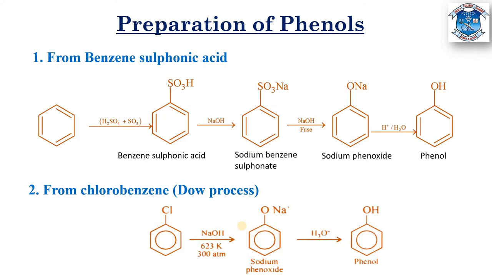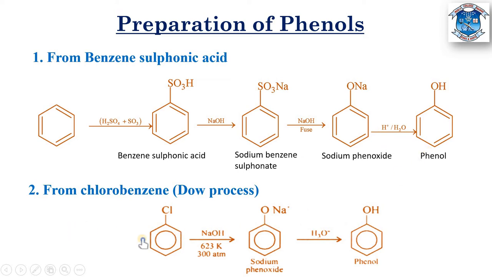Next is the preparation of phenols. There are different methods by which we can prepare phenol. The first one is from benzene or benzene sulfonic acid. Benzene, when sulfonated with fuming sulfuric acid, gives benzene sulfonic acid, C6H5SO3H, which when treated with sodium hydroxide gives sodium benzene sulfonate, the sodium salt of benzene sulfonic acid. Again, when heated with molten sodium hydroxide, we get sodium phenoxide, and this on acidification will give you phenol.